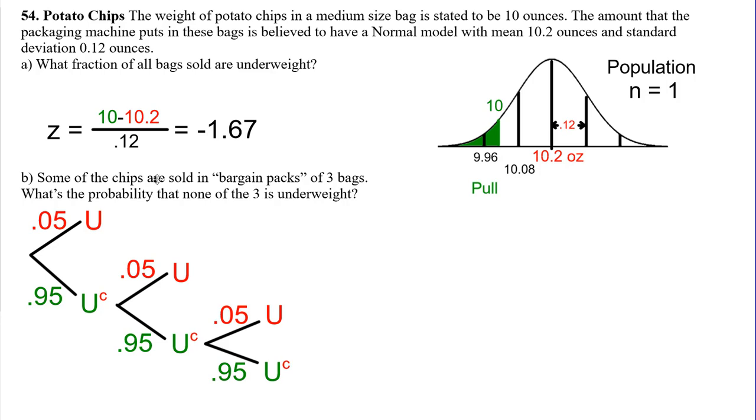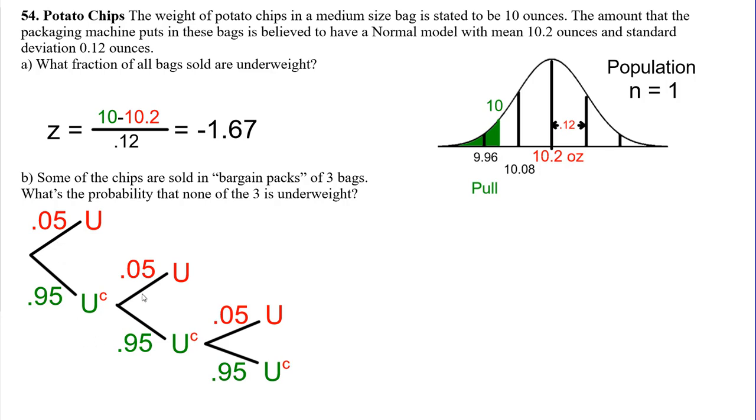So some of the chips are sold in bargain packs of 3 bags. What's the probability that none of the 3 is underweight? So if we know that the probability that one of them is underweight, we'll say is 5%. We're just going to round up to make the math easier. Then what's the probability that none of them are underweight?